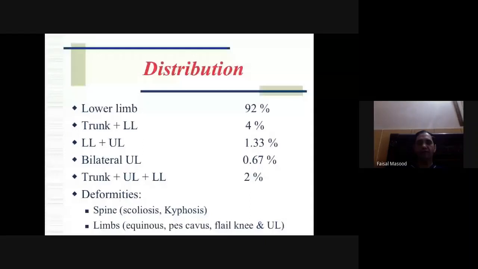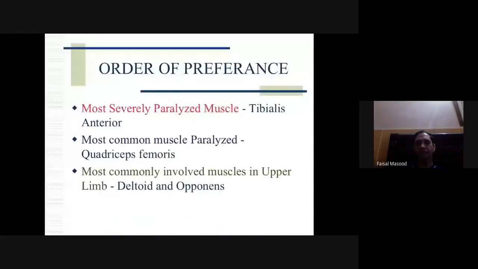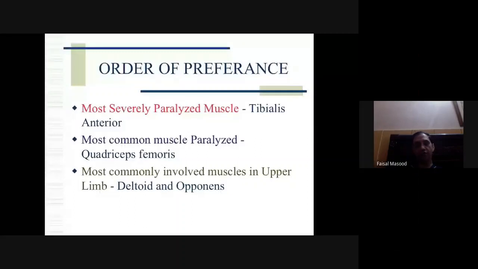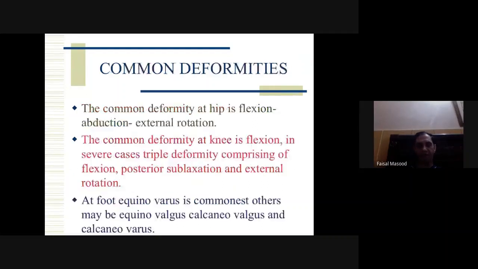In order of prevalence, the most severely paralyzed muscle is tibialis anterior. Students, you have to remember this because this can be asked in your MCQs. Which is the most severely paralyzed muscle in polio? Tibialis anterior. The most commonly paralyzed muscle is quadriceps femoris. The most commonly involved muscle in the upper limb is deltoid, and the opponens of the thumb. These three or four things you have to remember.